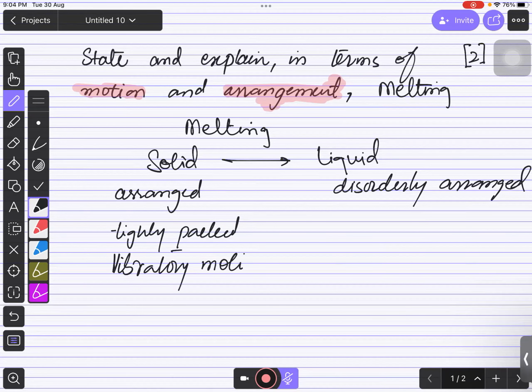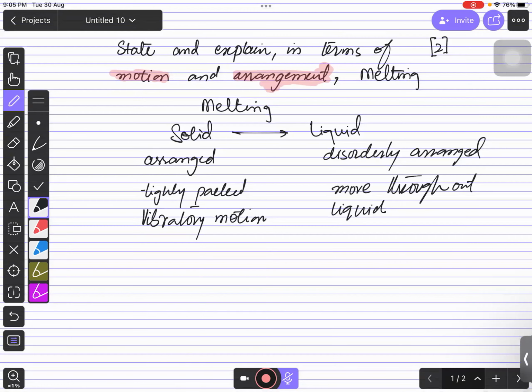And if you talk about liquids, you need to remember that they are loosely packed, so they can move from one place to another. You can say that they can move throughout the liquid. So this is actually the answer. You need to use these words in your answer.